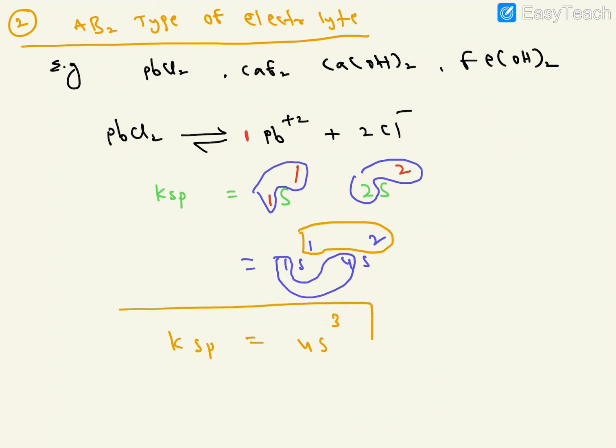So the KSP is equal to 4 s cube, right? This is the solubility product of an AB2 type of electrolyte. I hope it is clear.